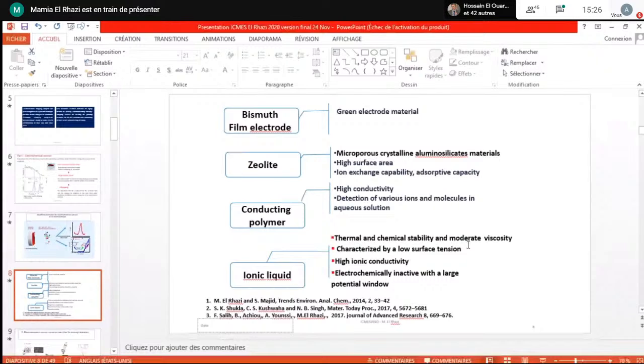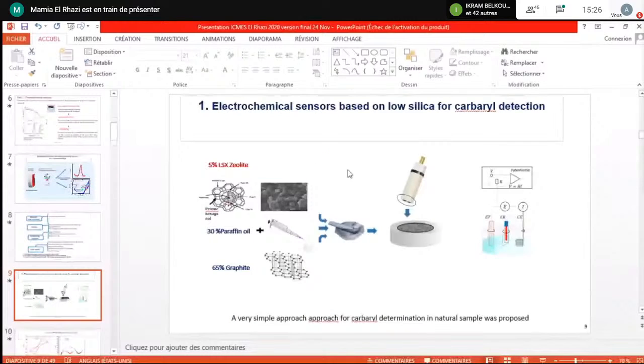So the first example I will give you today is about an electrochemical sensor based on low silica zeolite for carbaryl detection. For this, we prepare our electrode by mixing graphite with paraffin oil and 5% of low silica zeolite, and then the electrode was put in a 3-electrode electrochemical cell with the target element.